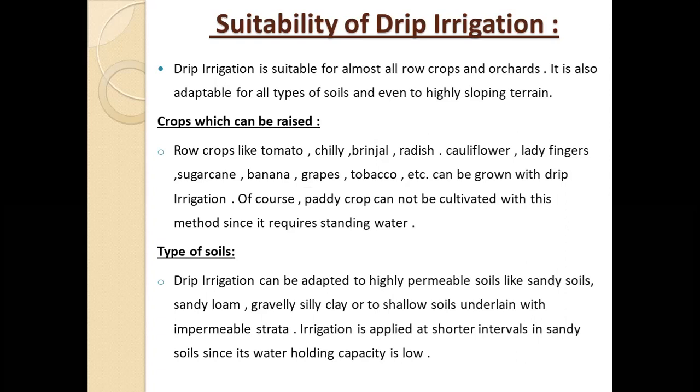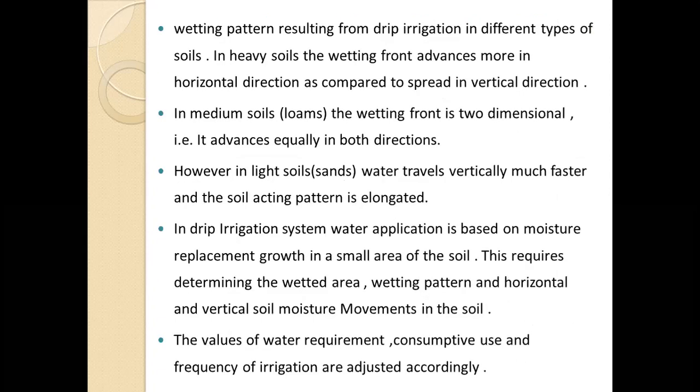Types of soil in drip irrigation: it can be adapted to highly permeable soils, sandy loam, gravelly, silty clay, or shallow soils underlain with impermeable strata. Irrigation is applied at shorter intervals in sandy soil since its water holding capacity is low.